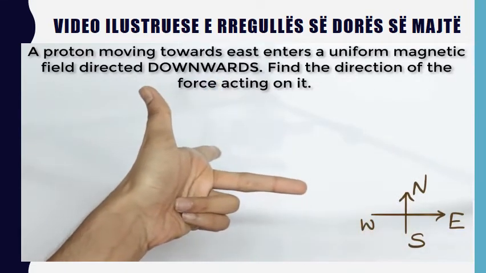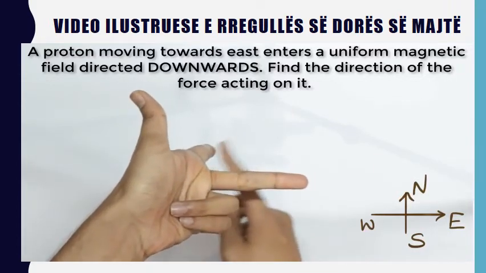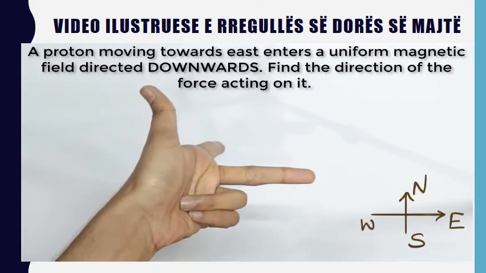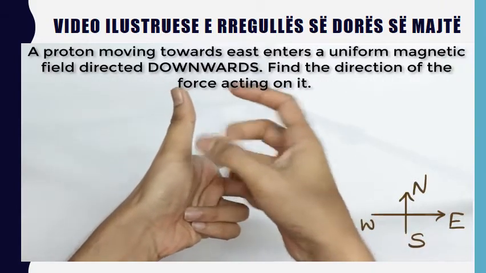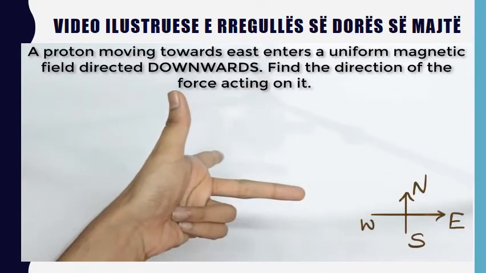There it is. Now I'm just going to confirm. Current is to the east. Magnetic field is downwards. Perfect. And so the direction of the force acting is the thumb. And so the force is to the north.